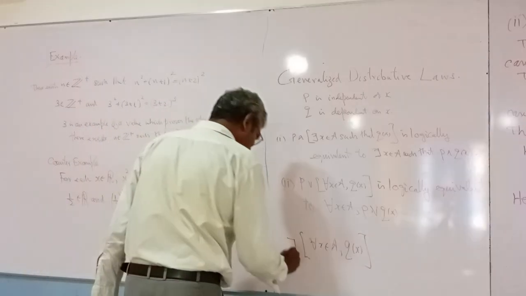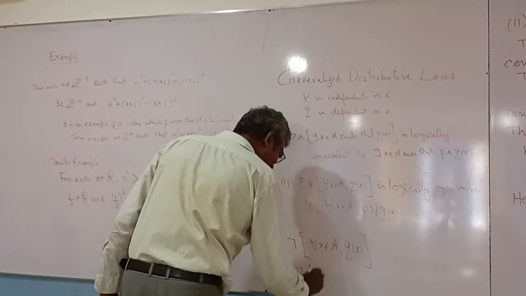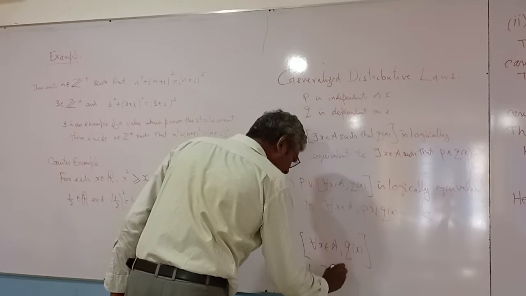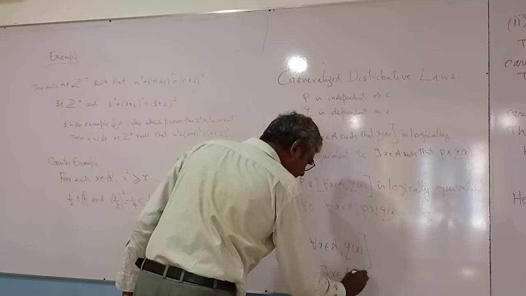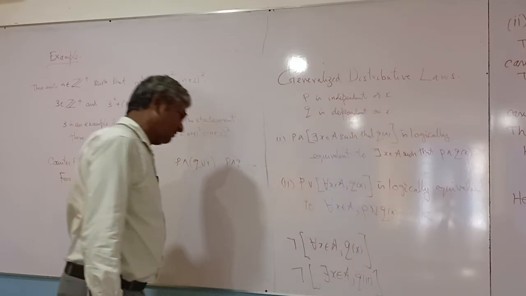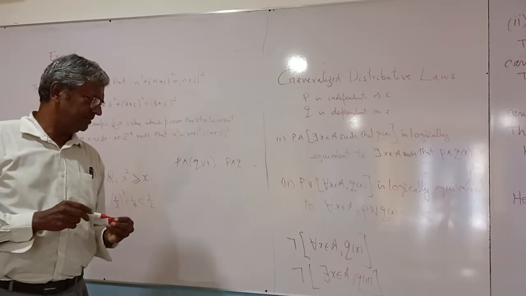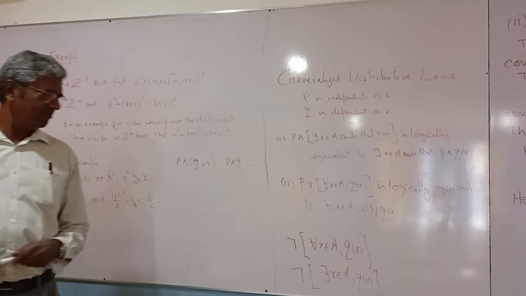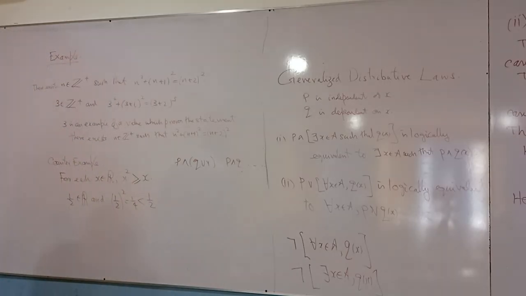Very good, very good. And likewise, there exists x belonging to A, Q(x), has as its negation: for all x in A, not Q. Okay, very good. So I'm going to list a logic book over there.